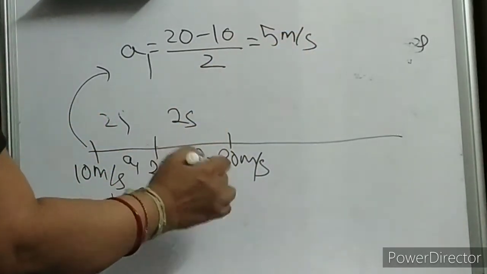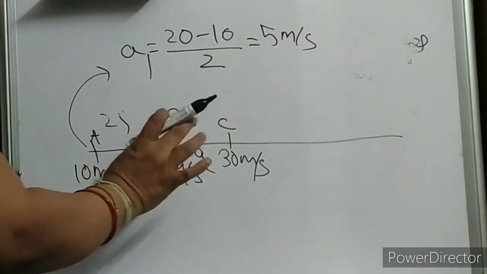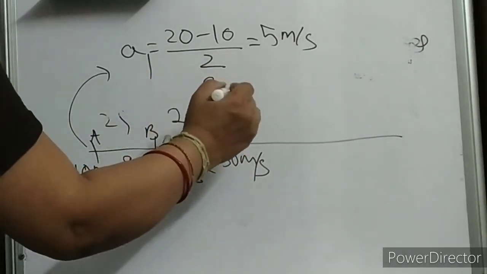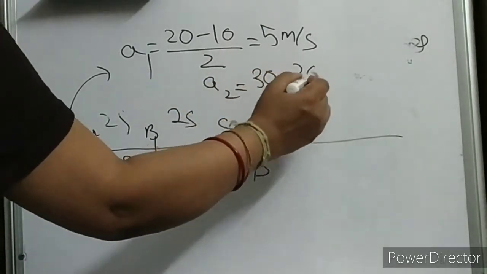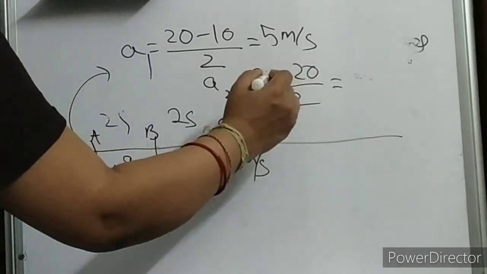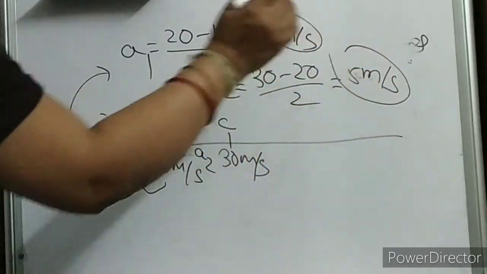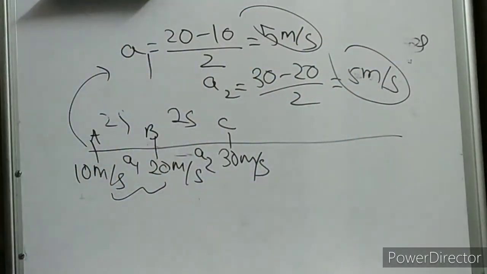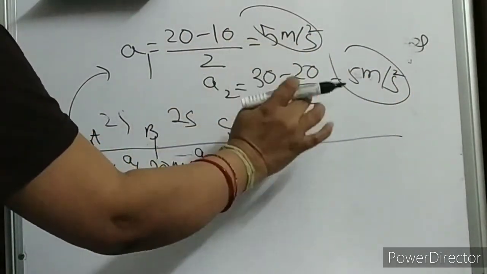Now suppose we term these points as A, B, C. Now from B to C, what is the acceleration? It will be 30 final minus initial, so 30 minus 20, again by 2. How much? Again 10 by 2, 5 meter per second. See how every 2 seconds the velocity is increasing by 5 meter per second. So this is called uniform acceleration. Sorry, the unit will be meter per second square, because this is second, this is second.